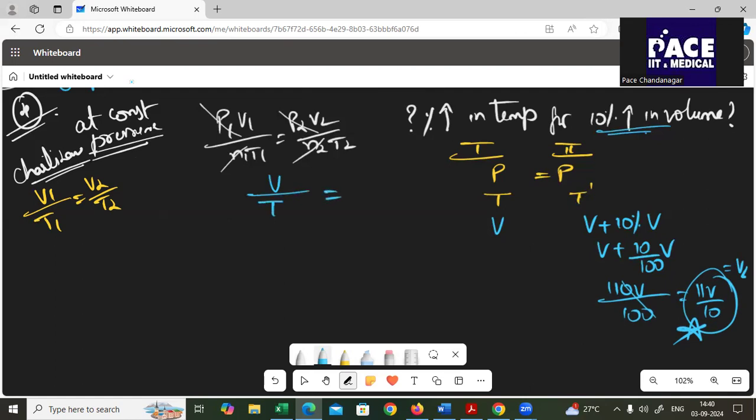What is the V2 here we got? V2 is 11V by 10, by T2 that we do not know. This V cancels off with that. T2 is equal to 11T by 10. That's what we got, T2.